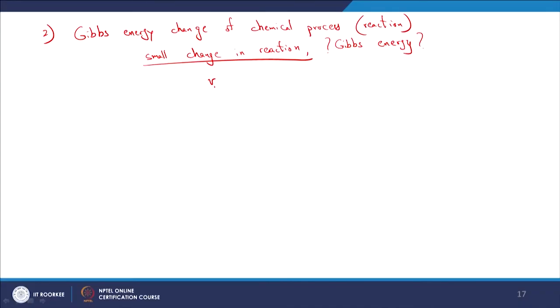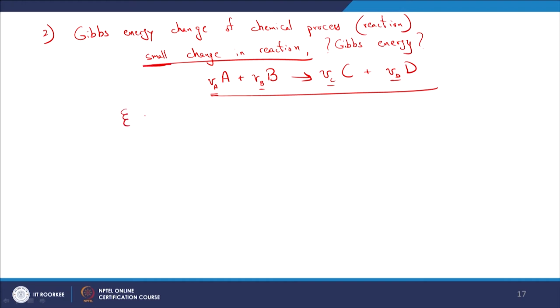First, let's take a generic example of a reaction. Here we have the stoichiometric coefficient of A times compound A, plus the stoichiometric coefficient of B times compound B, going to C plus D, with stoichiometric coefficients nu A, nu B, nu C and nu D. So this is the general reaction. Now let's define a term for the small change in the reaction: the Greek letter Xi.